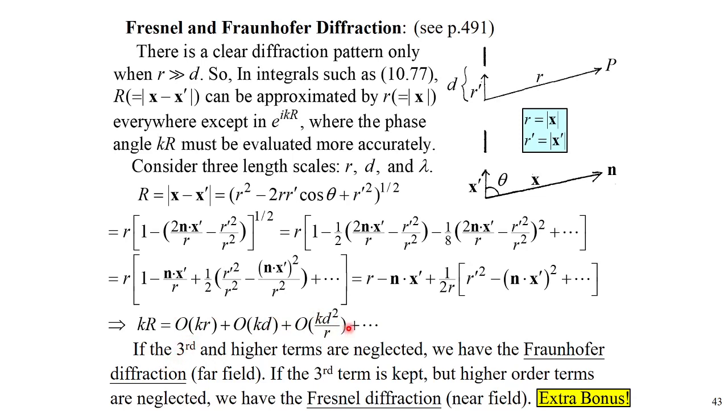So if the third and higher order terms are neglected, we have the Fraunhofer diffraction. That's far field. Let's consider R is very, very large, so this contribution is very small. So Fraunhofer diffraction is valid for the far field. If the third term is kept, but higher order terms are neglected, we have the Fresnel diffraction. Fresnel diffraction is good for the near field. Fraunhofer diffraction is good for the far field. So you can just define Fraunhofer diffraction for far field, Fresnel diffraction for near field.